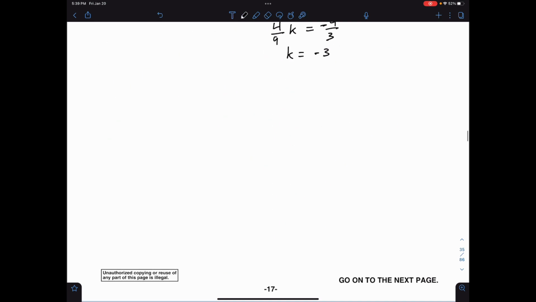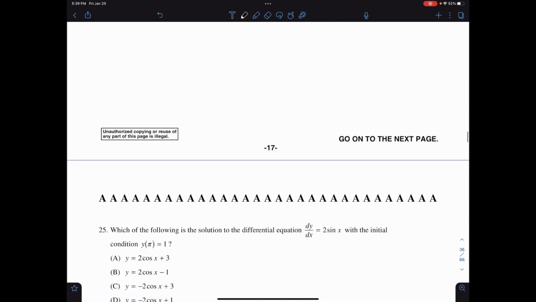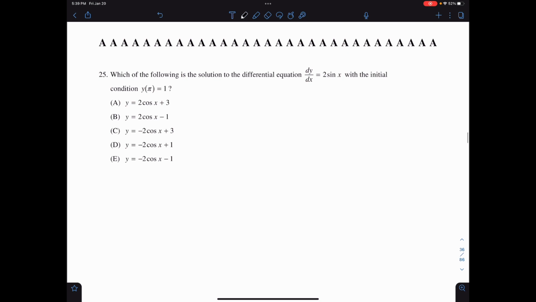Okay, let's go to the next question. Which of the following is the solution to the differential equation dy dx is equal to 2 sine x? So we're given dy dx, and we're looking for the equation y equals something, right? So here we need to take the integral.